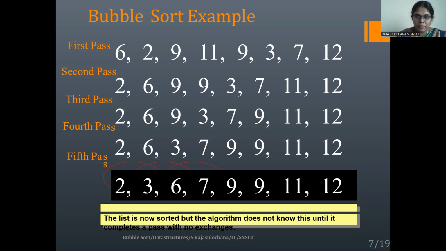So this value will be bubbled first. So 12 is present at the end. So 12 is bubbled up. So let us take this 12 as the largest valued bubble in the water. So this particular bubble will go up first.